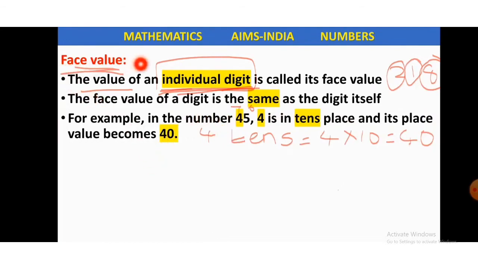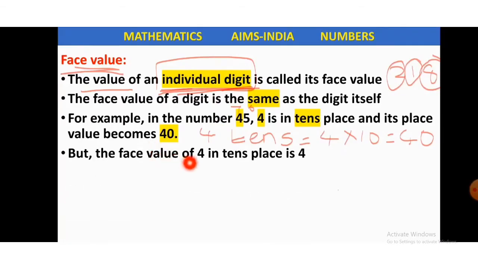Now what will the face value be? The face value is the same as the digit. Now 4 is the digit. We are finding out the face value of digit 4. So the face value will also be 4.